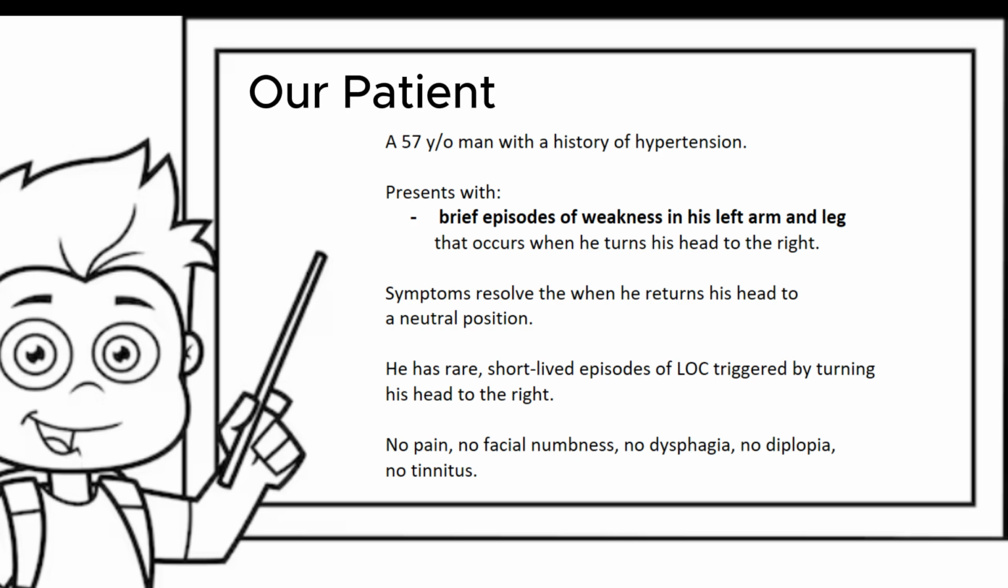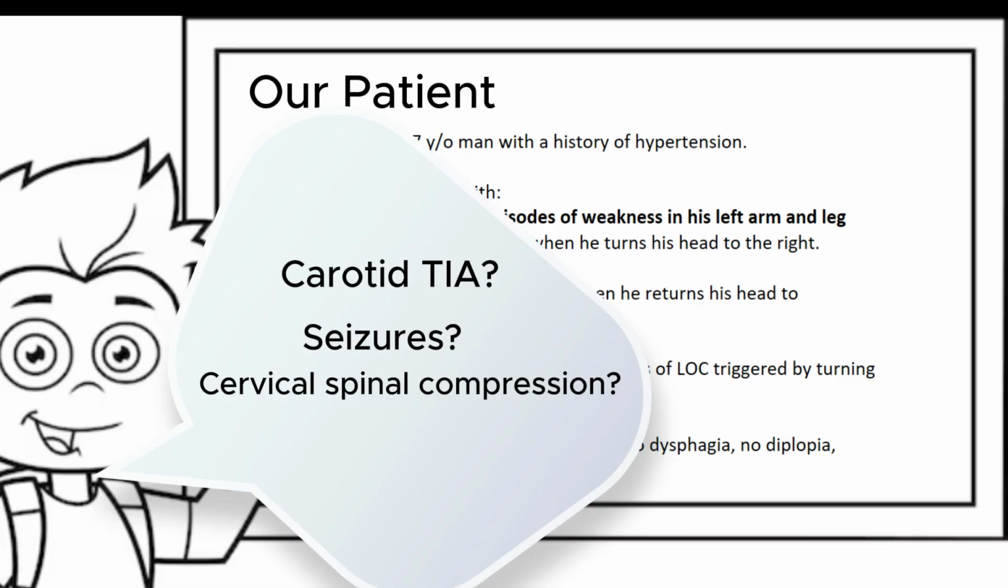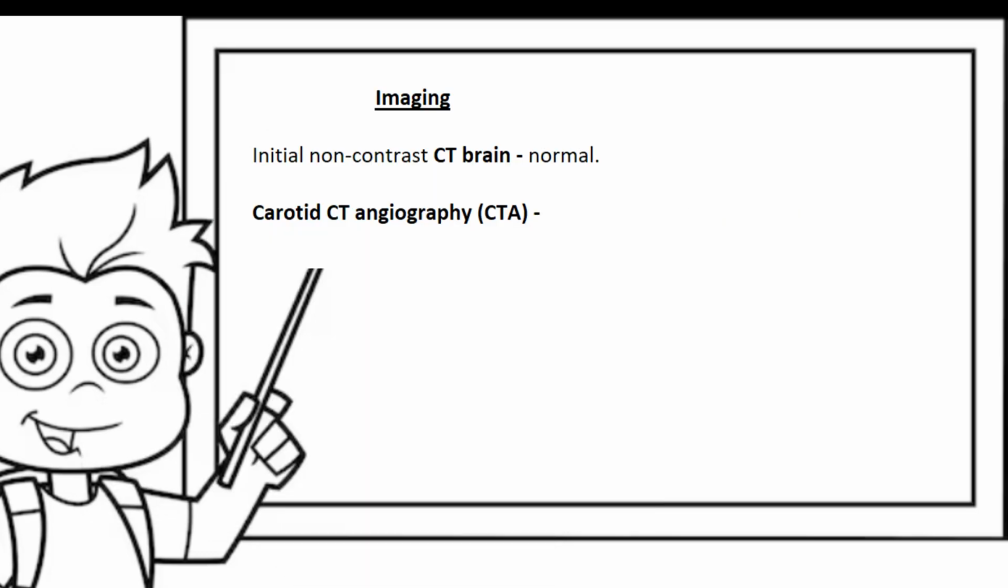No, not quite. Now, let's think like a neurologist. What's on your differential? Are you thinking a carotid transient ischemic attack? Well, maybe. Are you thinking seizures? That's less likely. Are you thinking of cervical spinal compression? Well, that could be. And are you thinking of Bow Hunter syndrome? That's very possible. But we'll need imaging to narrow this down.